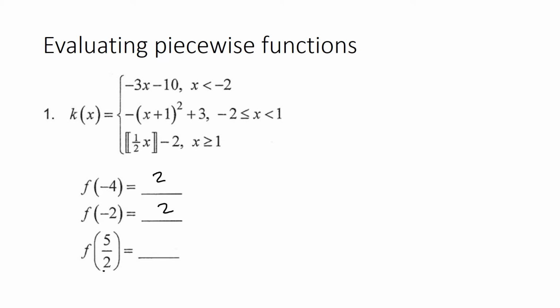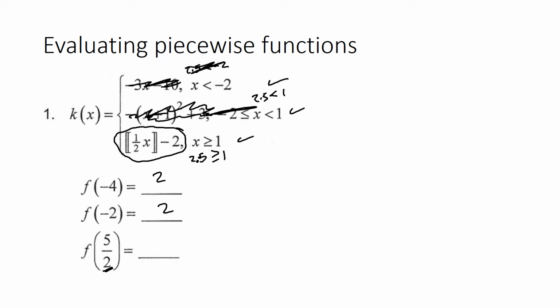For our last value, 5 halves is about 2.5. So which of these three categories would make sense for 2.5? We know that 2.5 is not less than -2, so this first category doesn't work. We know that 2.5 is not less than 1, so this doesn't work either. We do know that 2.5 is greater than or equal to 1, so this is what we're going to use.